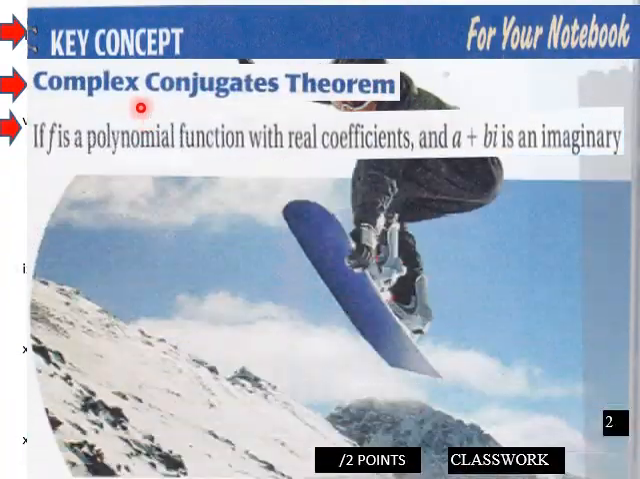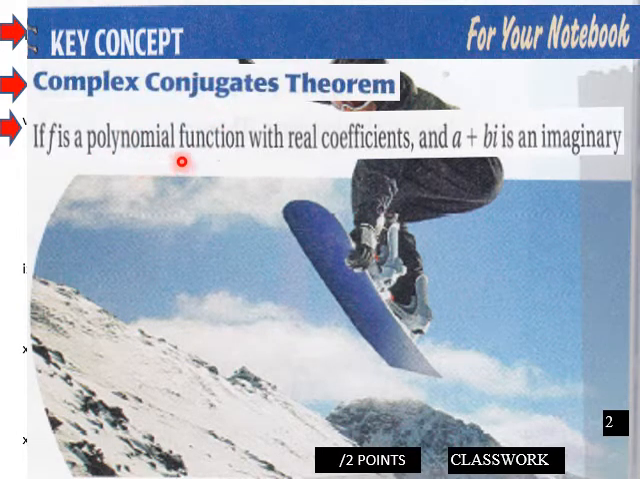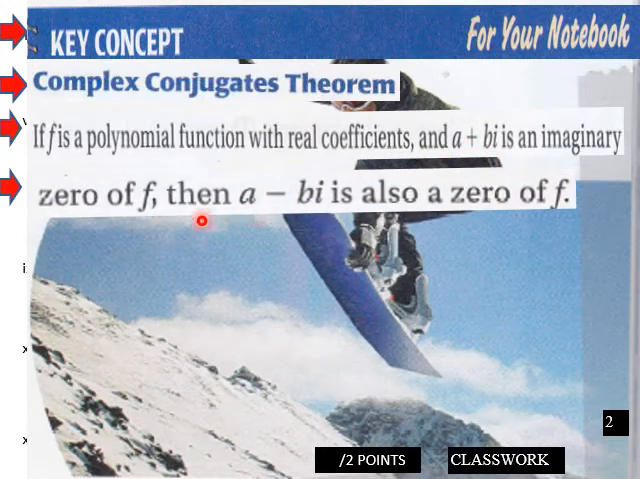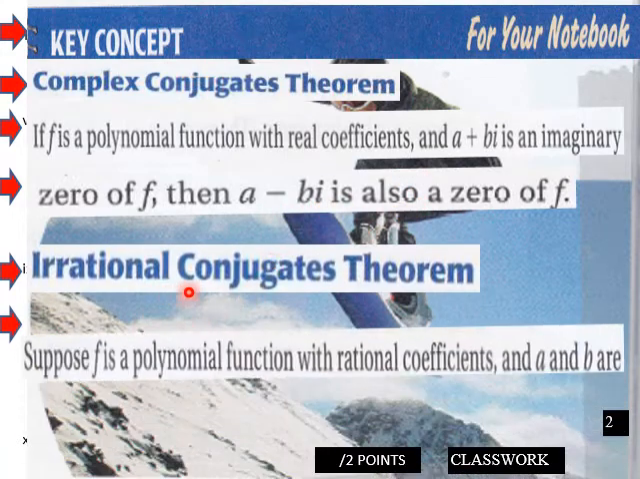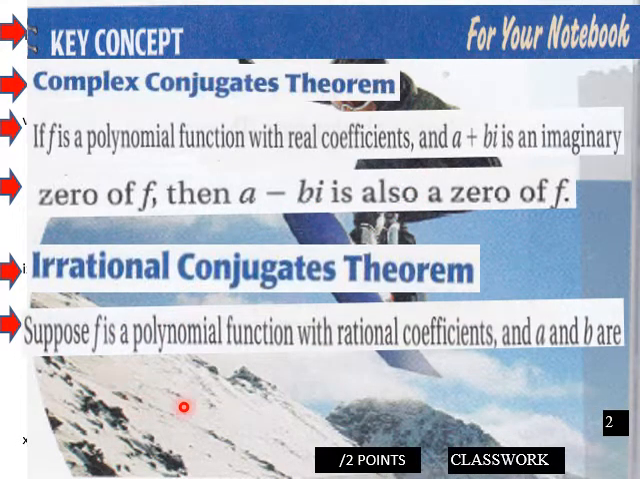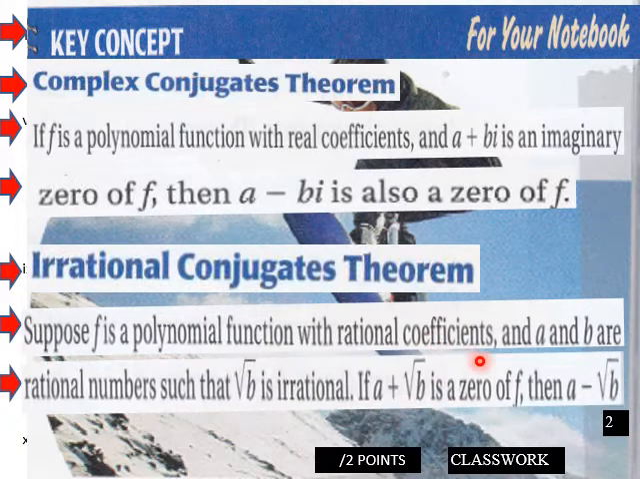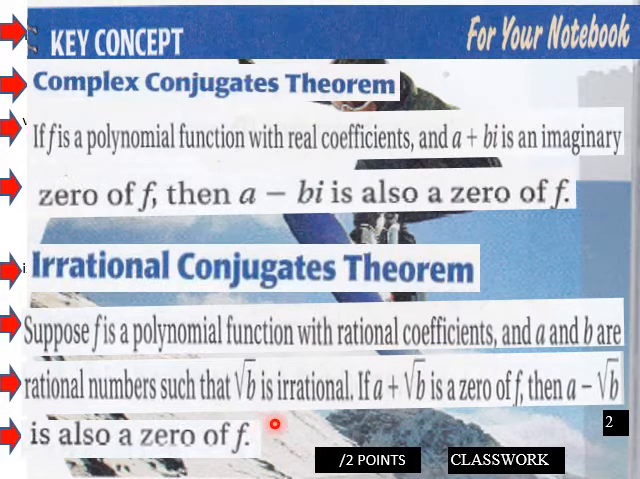So a key concept here, complex conjugates theorem. If f is a polynomial function with real coefficients and a plus bi is an imaginary zero of f, then a minus bi is also a zero of f. The irrational conjugates theorem: f is a polynomial function with rational coefficients and a and b are rational numbers such that square root of b is irrational. If a plus radical b is a zero of f, then a minus radical b is also a zero of f. So that's something that comes in real handy if you're trying to find zeros.